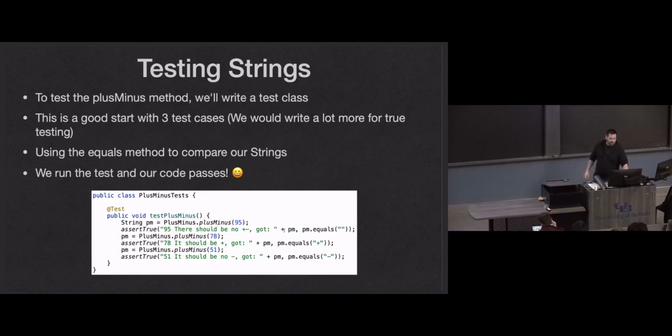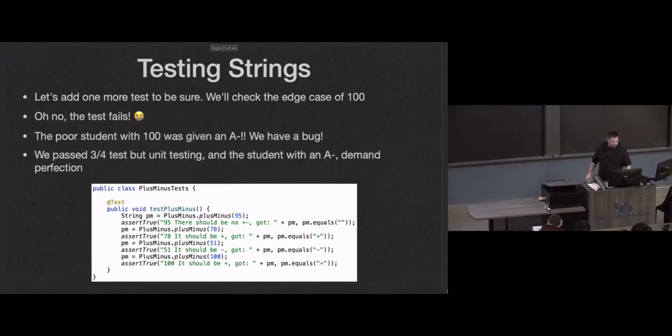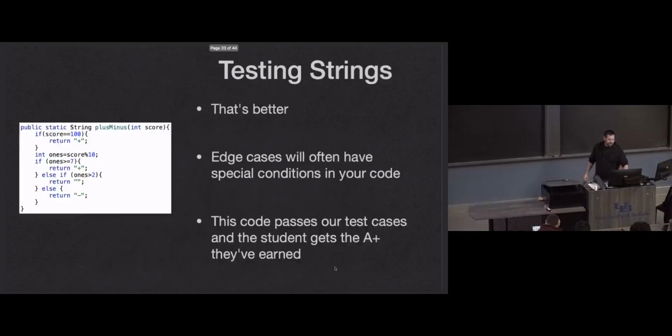So that's a better use of hint text. For 95, I expect nothing. For 78, I expect a plus. For 51, I expect a minus. We run on these 3 test cases, and we're like, yes, our code's right. We're done. No, and we actually are done. But when we have a test case of 100, guess what? My student just got an A minus. We got to add more test cases. Our edge case in this case was 100. We got to make sure we test that, fix that, and then we're feeling better.